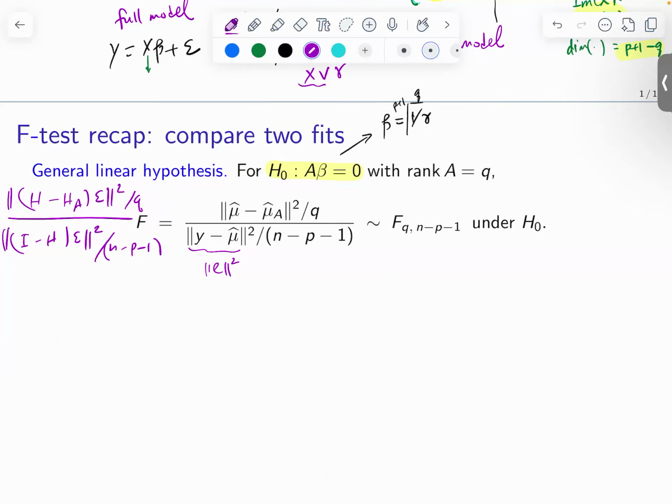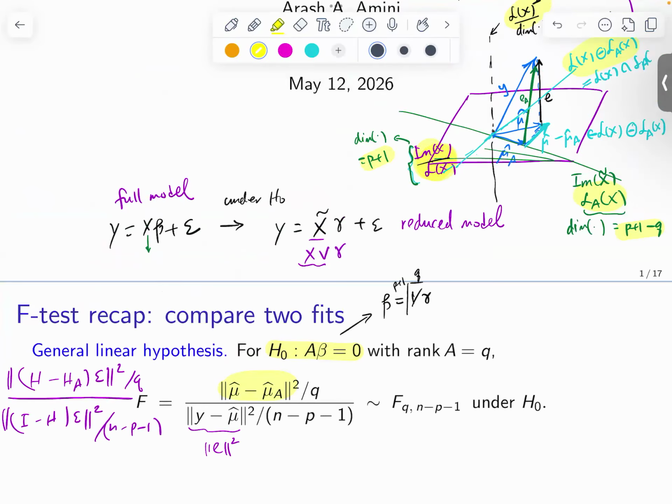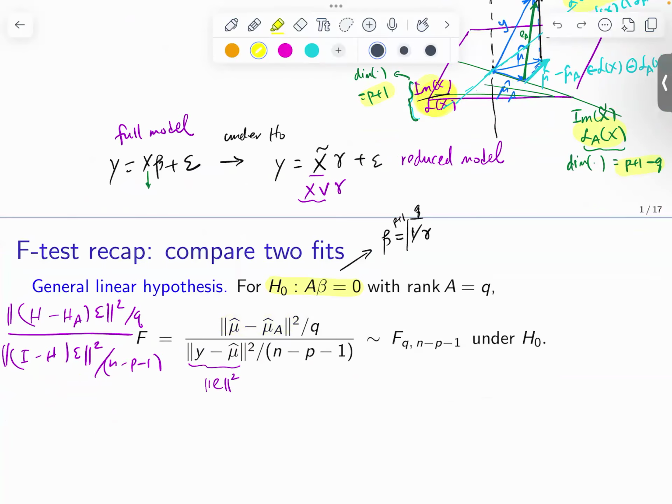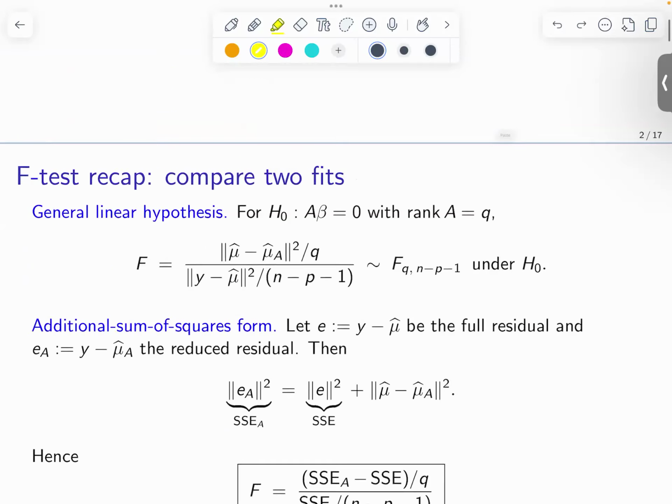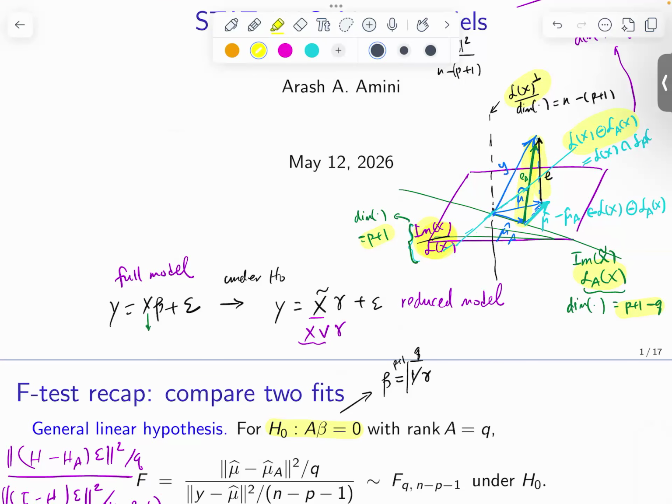So under the null, if the null is true, this is kind of small. If the null is violated, they're going to be different. And then you measure how big the difference is relative to the SSE of the full model. And another way of writing this is via this Pythagorean theorem that I believe we also talked about last time. Again, you have this triangle here, right? Mu hat, sorry, this is not mu hat.